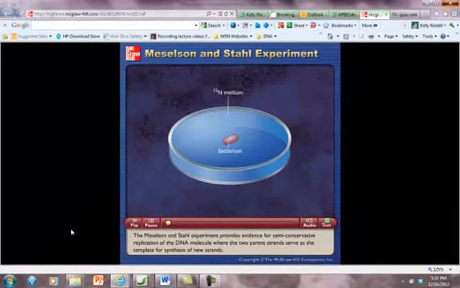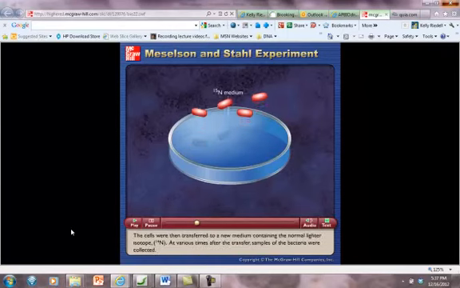The Meselson and Stahl experiment provides evidence for semi-conservative replication of the DNA molecule, where the two parent strands serve as the template for synthesis of new strands. In this experiment, bacterial cells were grown for several generations on a medium containing a heavy isotope of nitrogen, N15. The DNA in these cells therefore contained heavy N15 nitrogen. The cells were then transferred to a new medium containing the normal lighter isotope, N14. At various times after the transfer, samples of the bacteria were collected.